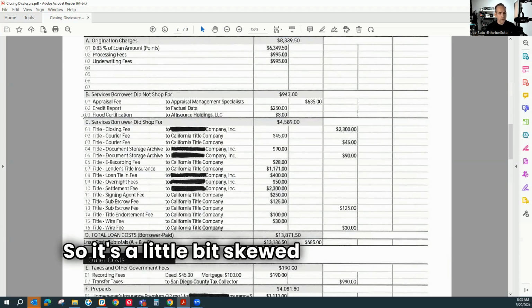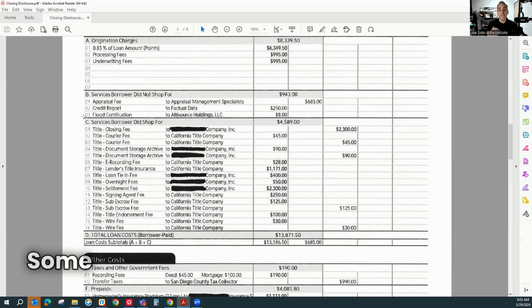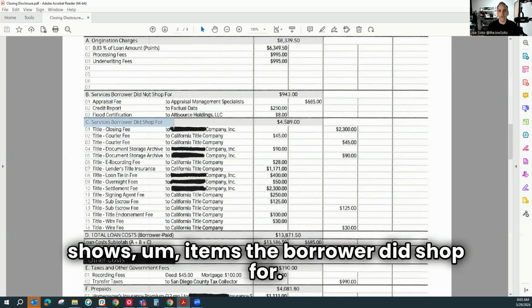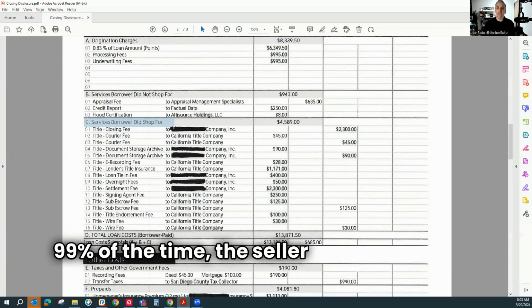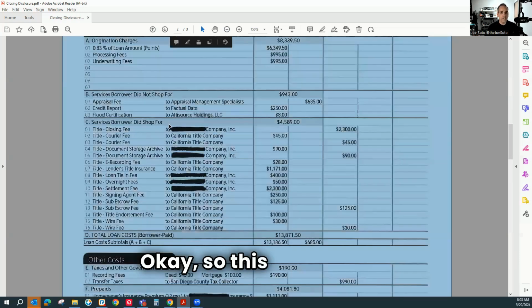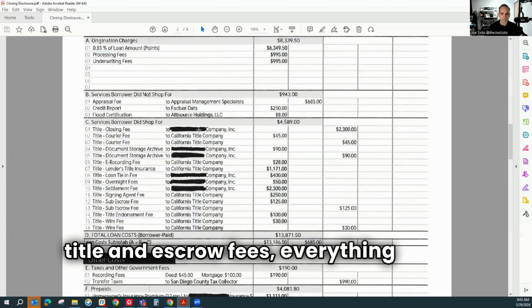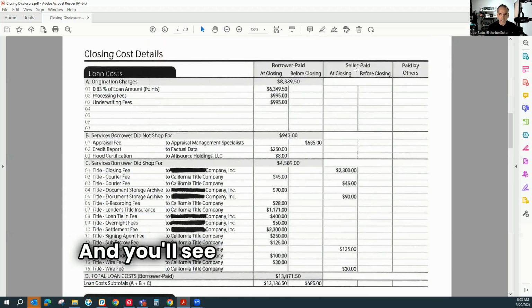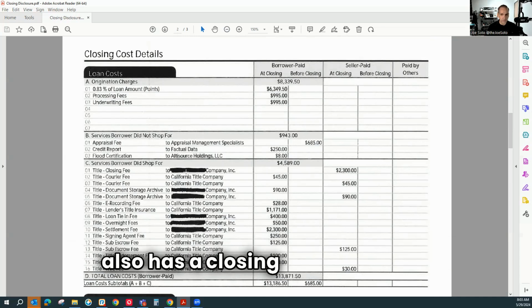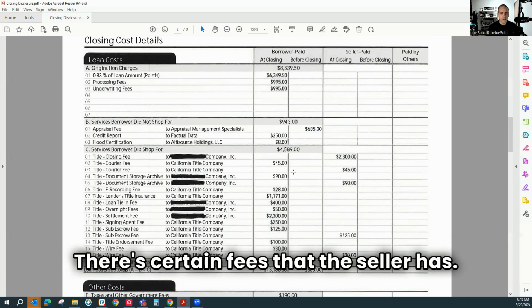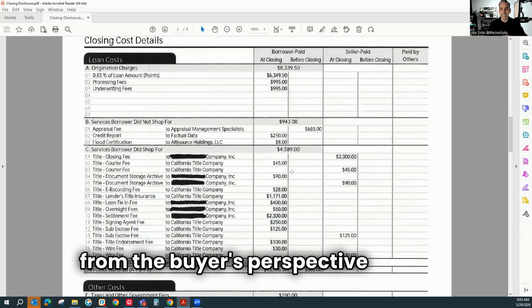So it's a little bit skewed because in most states, the seller picks the closing agent or the escrow company. Some states that have attorneys, the buyer can pick their own attorney, right? So this here showing California escrow company, it shows items the borrower did shop for 99% of the time. The seller picks the escrow company. Okay. So this is all of your title and escrow fees, everything in here. And you'll see, again, there's borrower paid, there's seller paid, because the seller also has a closing fee, right? There's certain fees that the seller has, but we're looking at this just from the buyer's perspective initially.